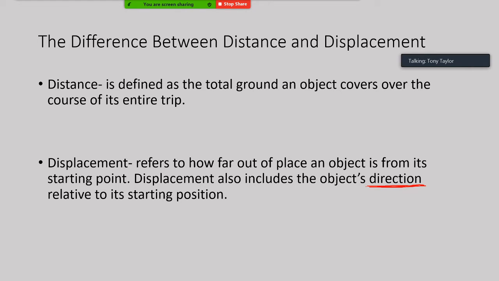Okay, I'm going to read this definition again. Distance is defined as the total ground, I'm going to emphasize that, the total ground an object covers over the course of its entire trip. But displacement refers to how far out of place an object is relative to its starting position. So in order to make sense of these definitions, let's just do some examples.